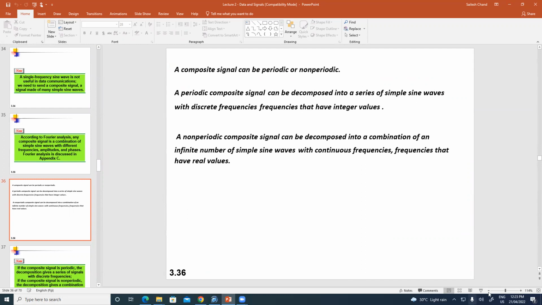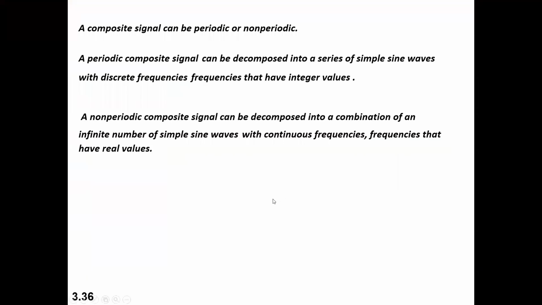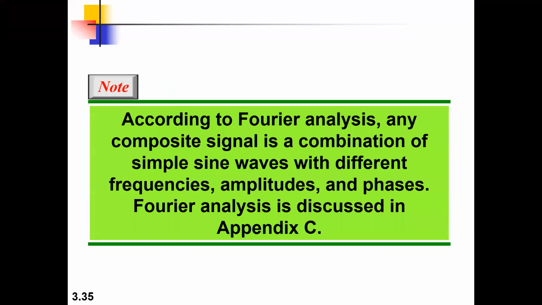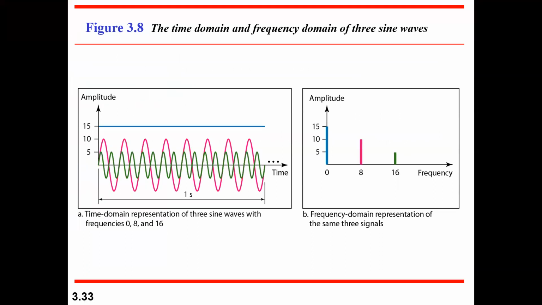Right, moving further, talking about composite signals. Composite signal is when you have more than one signal, right? So it says it can be periodic or non-periodic. A periodic composite signal can be decomposed into a series of simple sine waves with discrete frequencies that have integer values. So if you have a periodic composite signal like this one here, then it is very easy and simple to put it on the frequency domain with discrete integer values, right? Because you know exactly how many complete cycles there are.